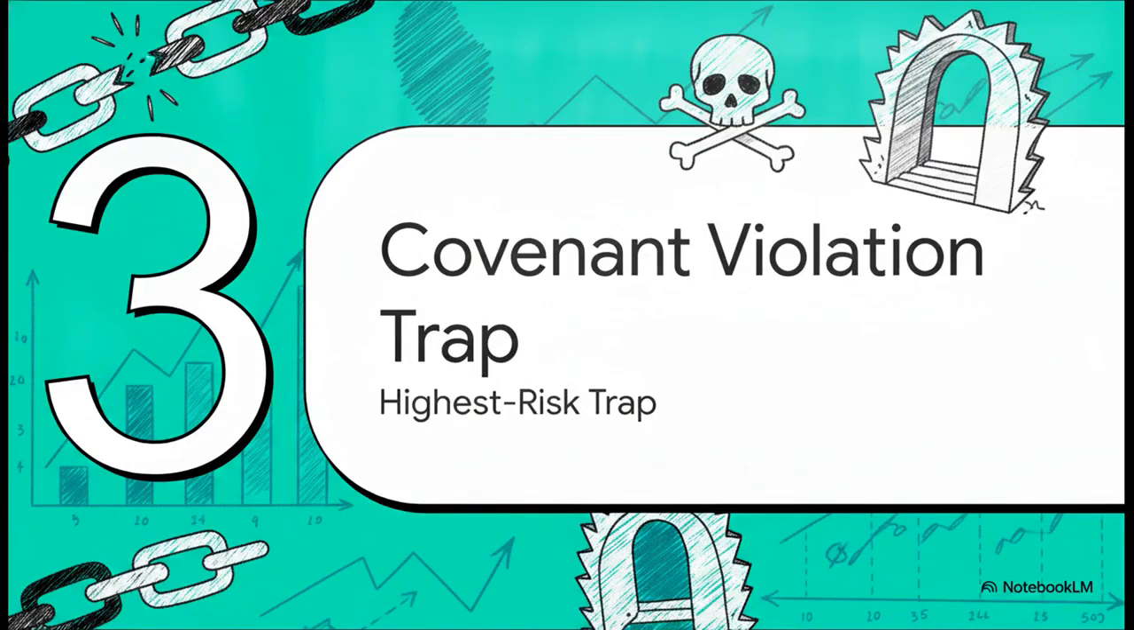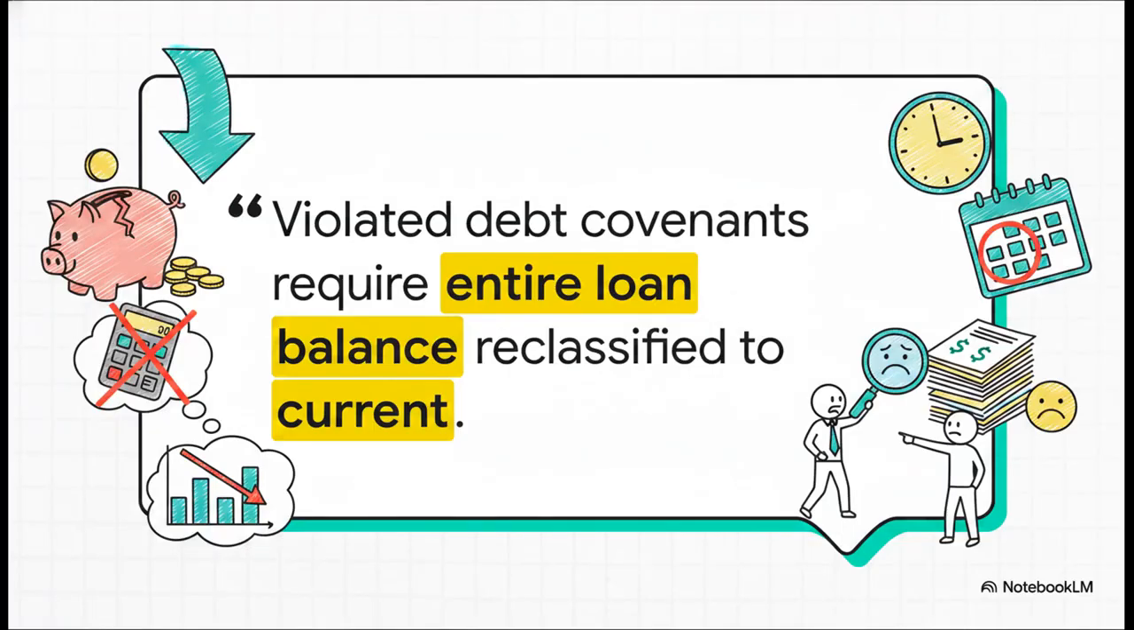Okay, we need to pause here and lower our tone for a second, because we have to talk about the absolute highest risk trap on the board. This is a massive, massive risk. If a debt covenant is violated and no qualifying waiver has been obtained, the entire loan balance must be reclassified to current. Let me repeat that. Not just the next installment, the entire thing.